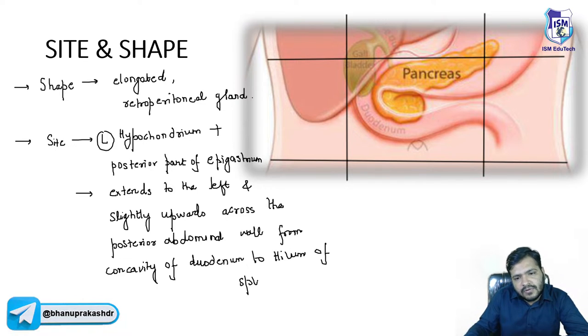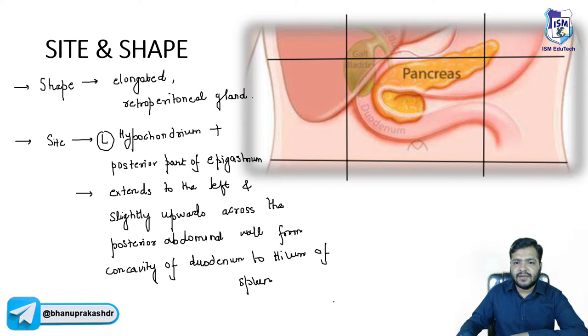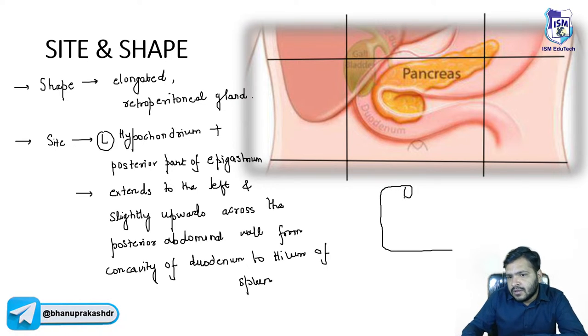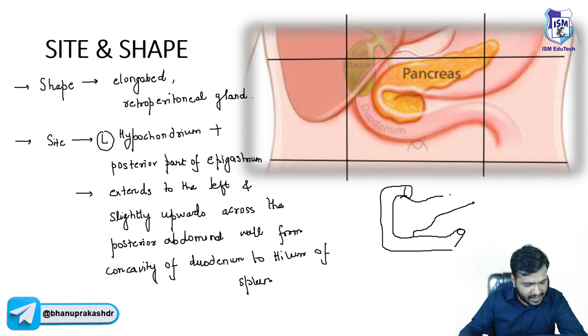You already know, I have already told you before also, that for example, this is the duodenum, and the pancreas is lying in the loops of the duodenum. That's why we call it the romance of the duodenum. And this pancreas is extending to the hilum of the spleen.